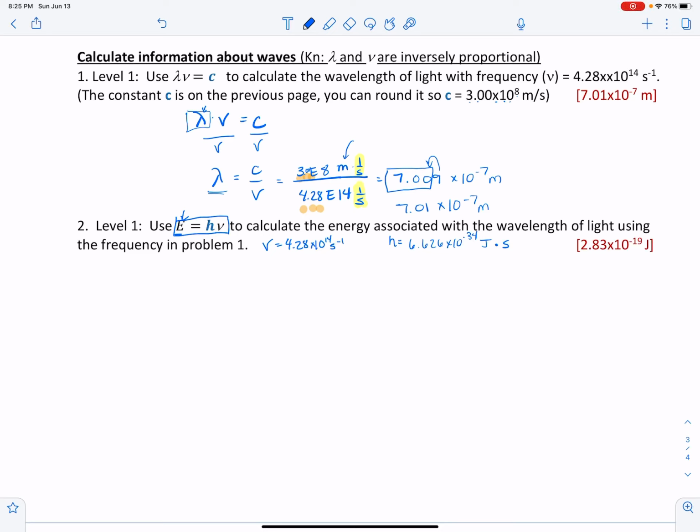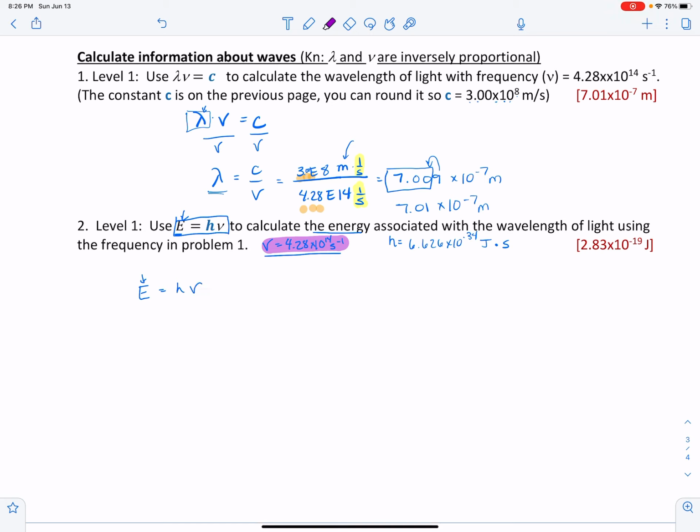Now we're going to use the second equation, E equals h times nu, in this next problem. We're going to calculate the energy, so this is what we're solving for, and it's great because it's already by itself. And it's associated with wavelength of light using the frequency in problem 1, and I already wrote that one down right here. That's the frequency. So this number will be going in that place.